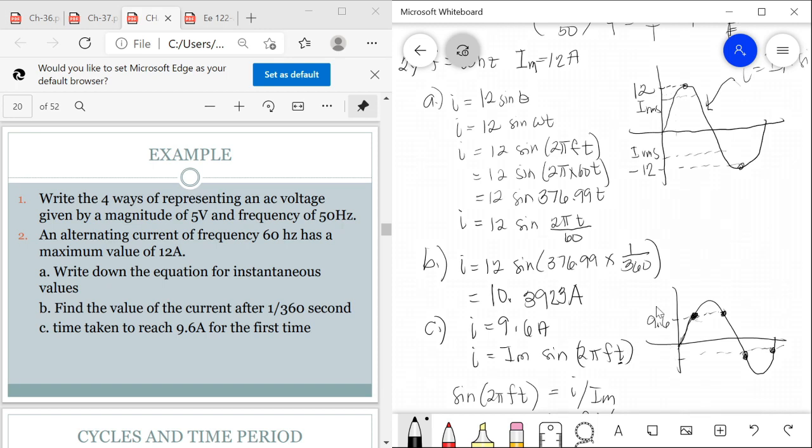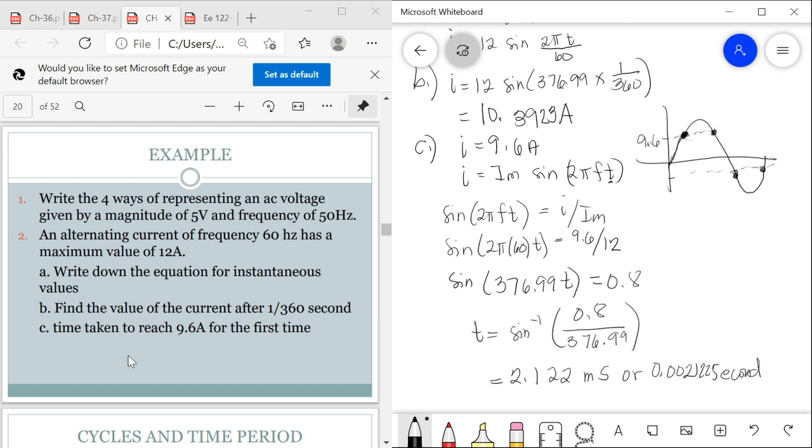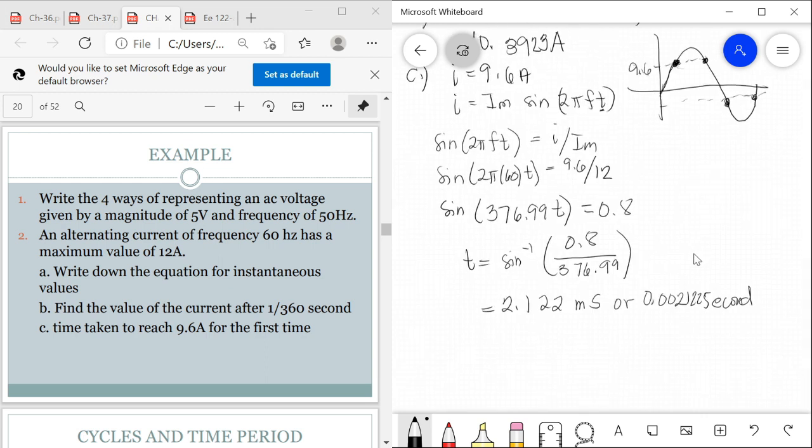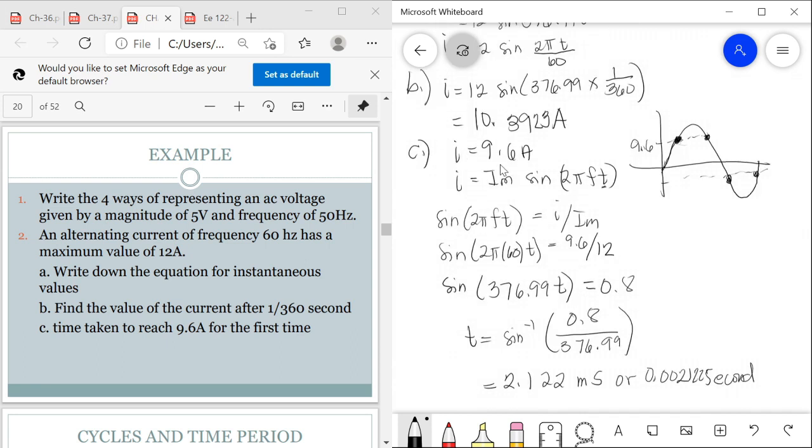So how will we solve that? Substitute lang natin yung 9.6. From our equation, ang instantaneous current natin ay I is equal to 9.6 amperes. So I is equal to Im sin 2 pi ft, so sin 2 pi ft is equal to I over Im. Sin 2 pi times 60 t is equal to 9.6 over 12. So sin 376.99 t is equal to 0.8. Solving now, your time is the arc sine of 0.8 divided by 376.99. So that is 2.122 milliseconds, or 0.002122 second. Ito yung time na marireach niya for the first time, yung 9.6 amperes.